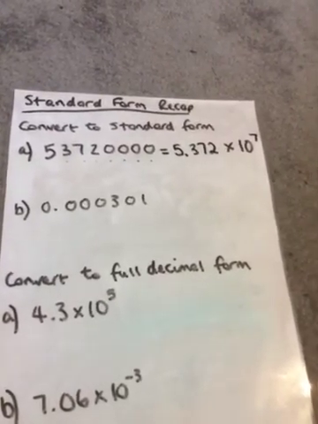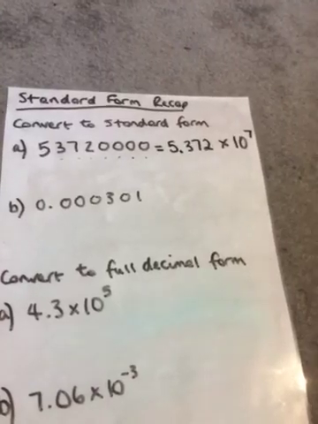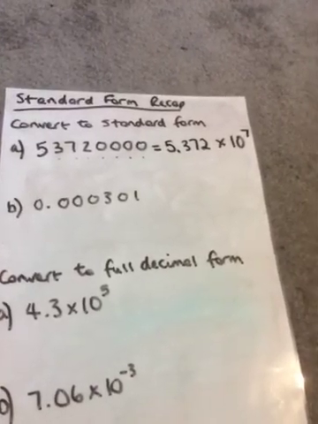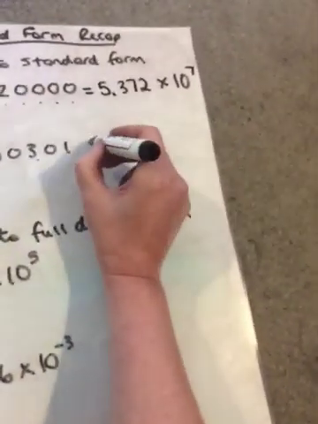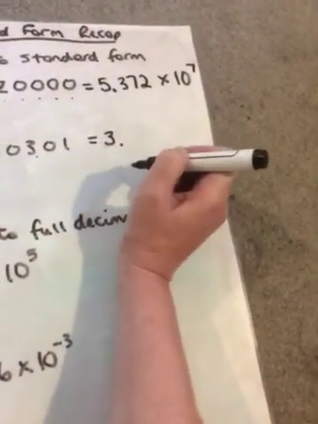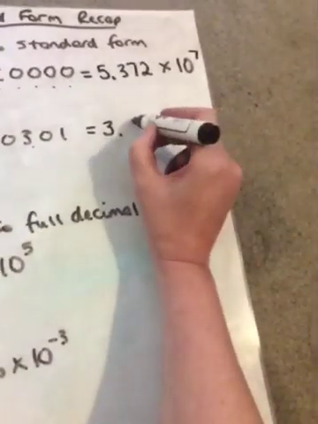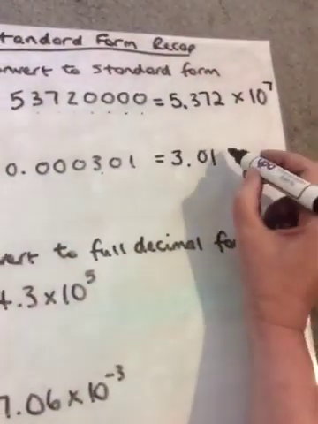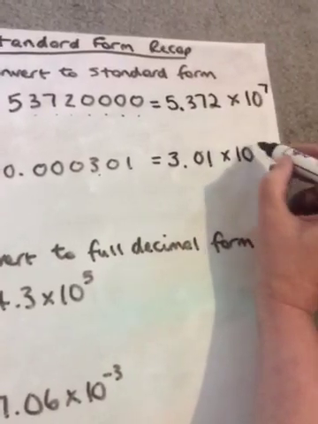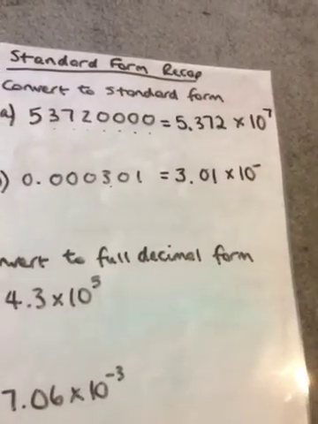So for this particular one, the first digit we're going to write down is the first non-zero digit, and that would be this 3 here. Then we're going to write our decimal point, and then we have to write the other 2 digits that come after that. Then we're going to write times 10. Because it's a decimal, we're going to remember the negative sign.